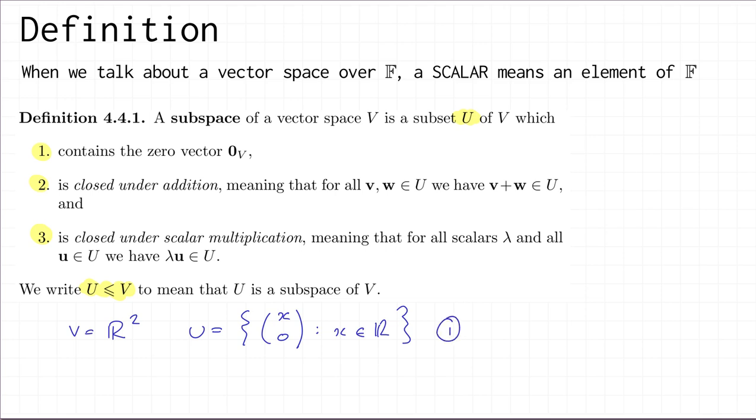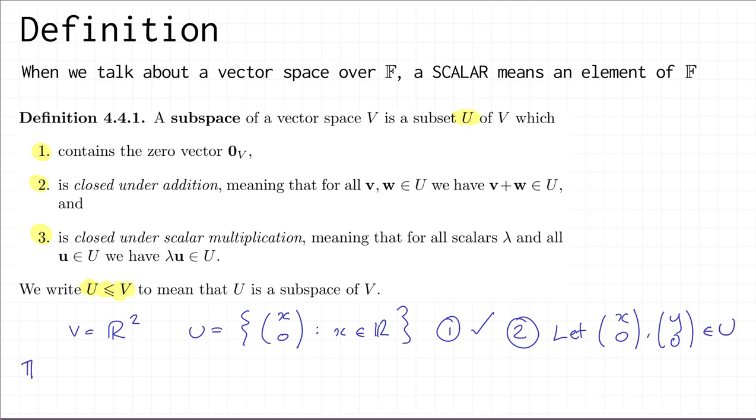Well, one for sure, if we take x equal to 0, then the zero vector (0, 0) belongs to U. So for sure, U contains the zero vector. Property 2, we need closure under addition. So we have to take any two elements of U and prove that their sum is in U. So let's let (x, 0) and (y, 0) be elements of U. Any two elements of U have this form.